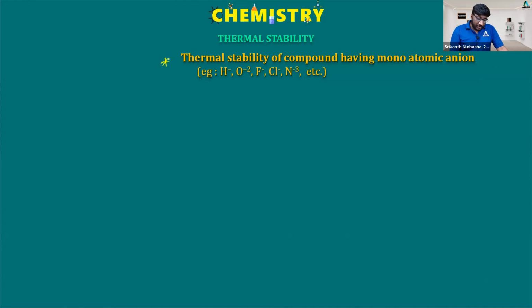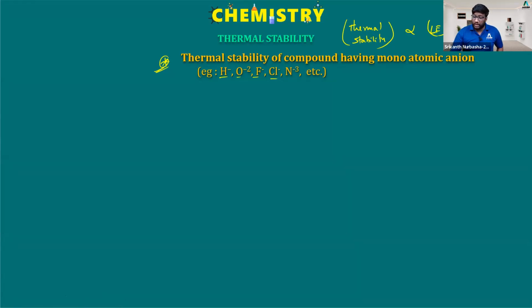Previously we discussed the thermal stability of compounds having polyatomic anions. Yes or no? Yes, sir. Thermal stability of a compound having polyatomic anion is inversely proportional to polarizing power. We can also have thermal stability of a compound having monoatomic anion like H minus, O2 minus, only one atom is there: H minus, oxygen with 2 minus charge, F minus, Cl minus, N3 minus. There you will have thermal stability directly proportional to lattice energy.